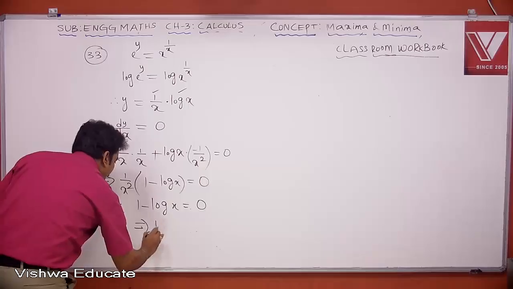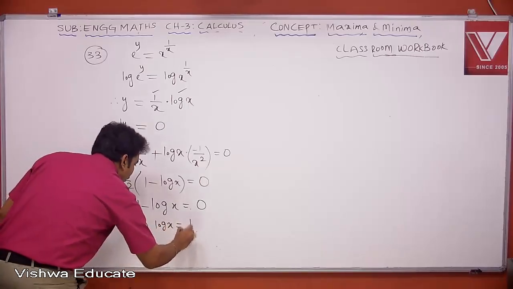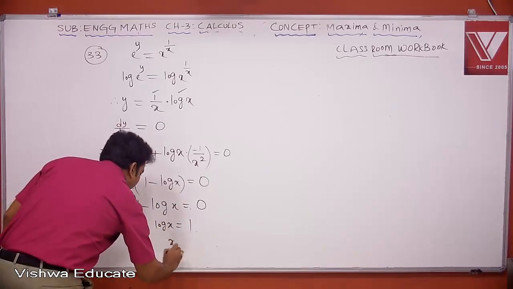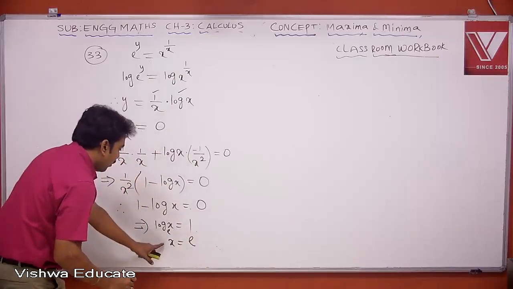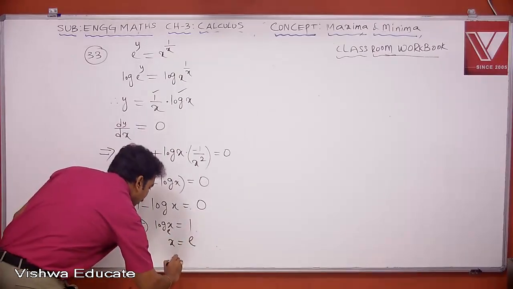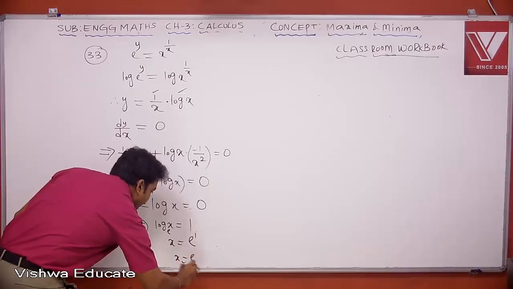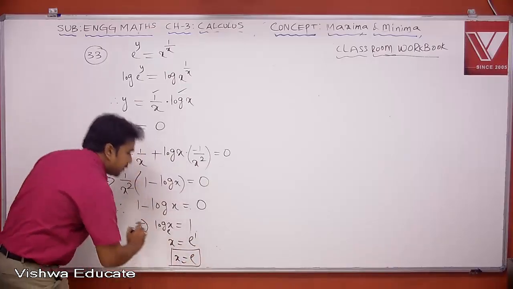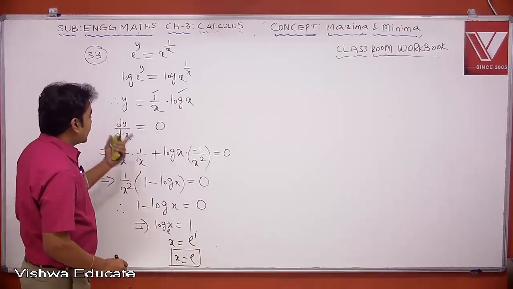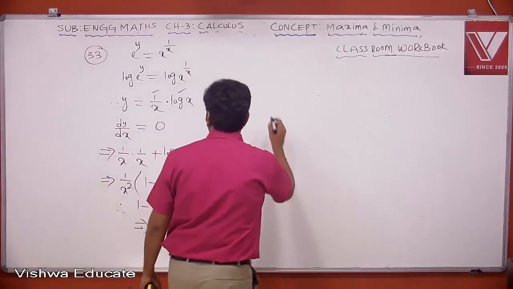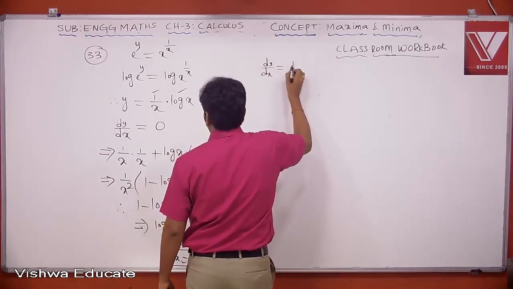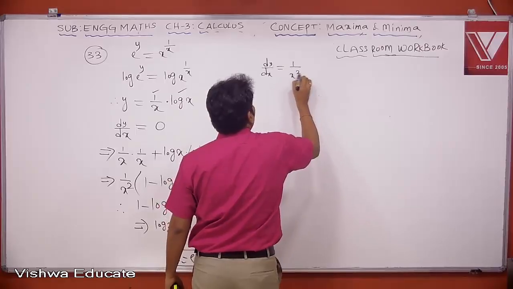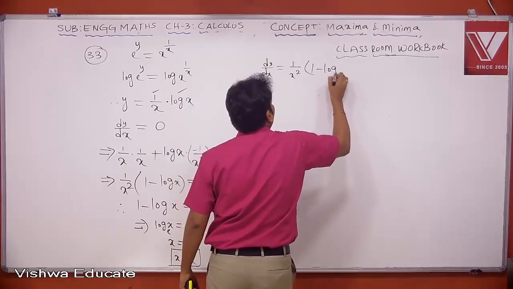This implies log x equal to 1. Therefore, what is my x? It is e, because here the base is e, so x equal to e power 1. So x equal to e is my stationary point. Now let us apply the second derivative test. Actually here dy by dx equal to 1 by x square into 1 minus log x.